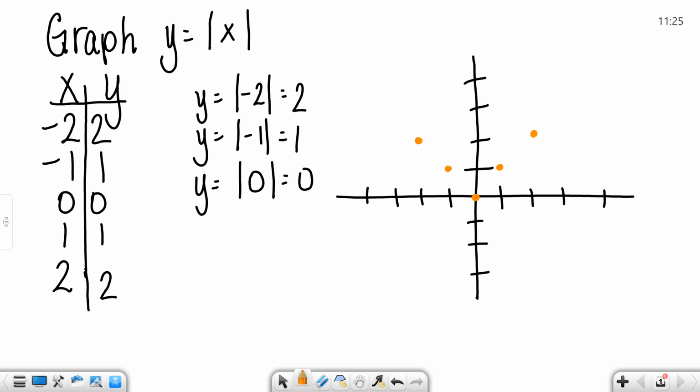Again, when I connect these, I don't just stop at the last ones. I go through them, because remember, this is just some of the points on the graph. It is not all of the points on the graph.